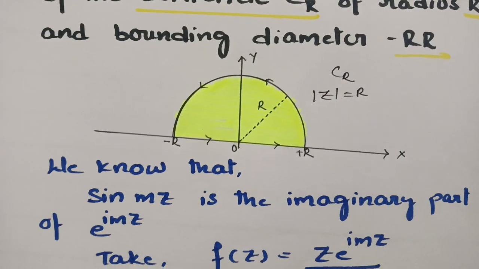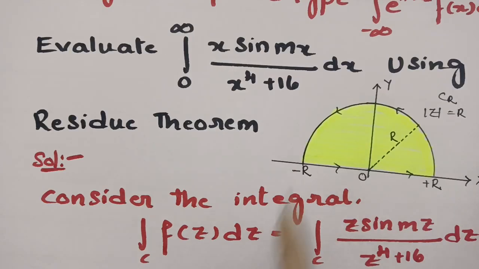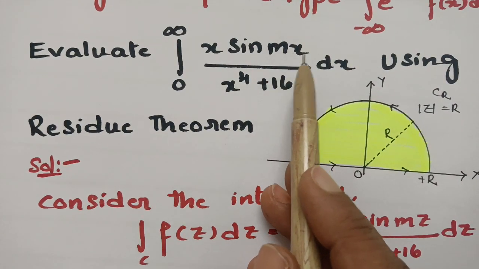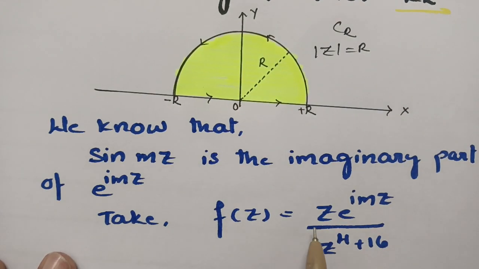And now we know that sin mx is nothing but the imaginary part of e power imz. So e power i theta is nothing but cos theta plus i sin theta. So here sin theta represents the imaginary part. As we have sin mx in the given question, I am taking the imaginary part and considering this f of z as z into e power imz by z power 4 plus 16.